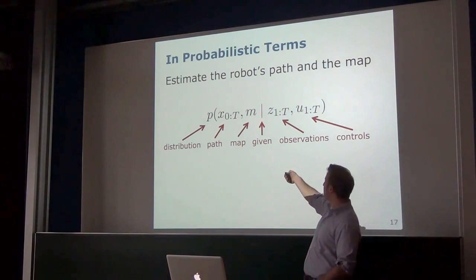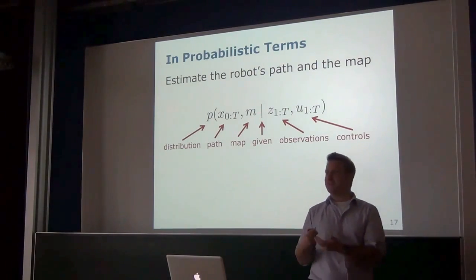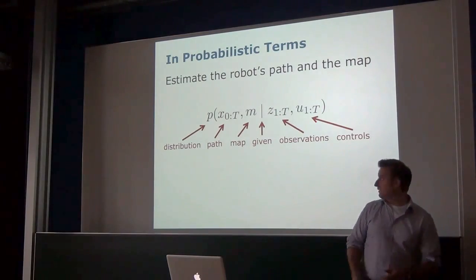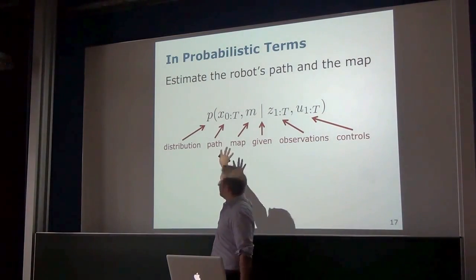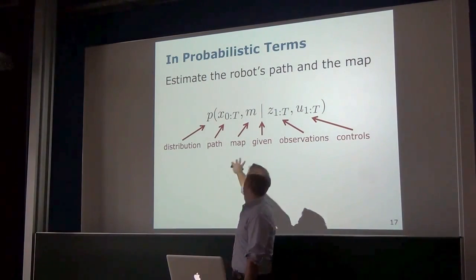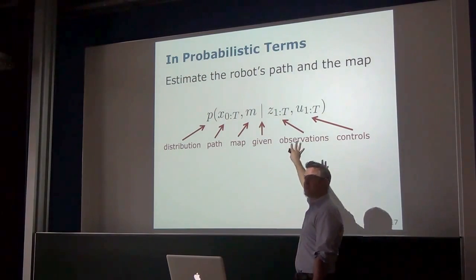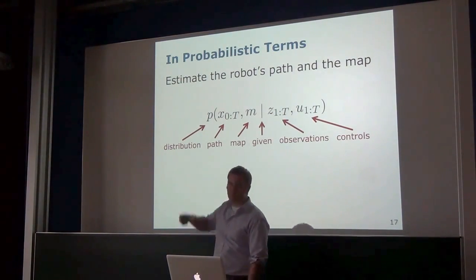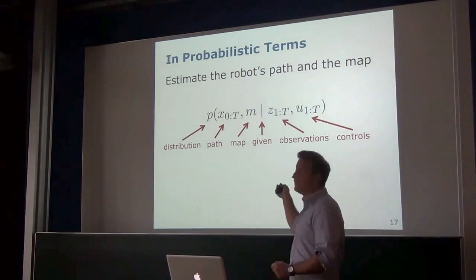And then we have this strange bar over here, which you can typically read as "given". It's given the observations and the controls. So the stuff on the left-hand side is what we want, and this is what we have. And we use these to estimate what we want. Okay, any questions about that?